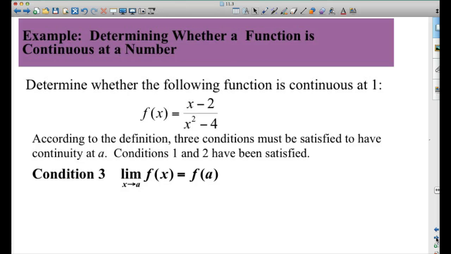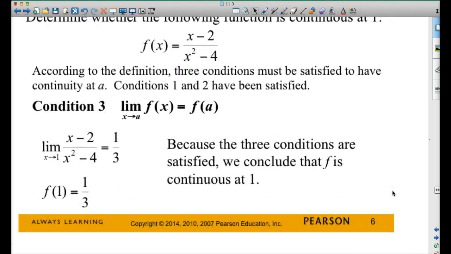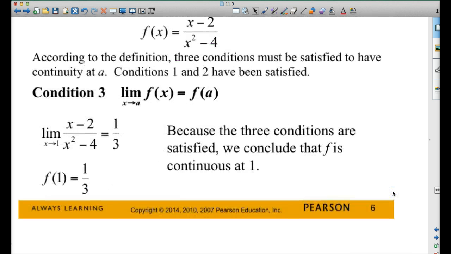Okay, third, the limit of f of x as x approaches a has to equal f of a. The limit of f of x was 1/3. The f of 1 is 1/3. Because these conditions are satisfied, we conclude that f is continuous at 1.